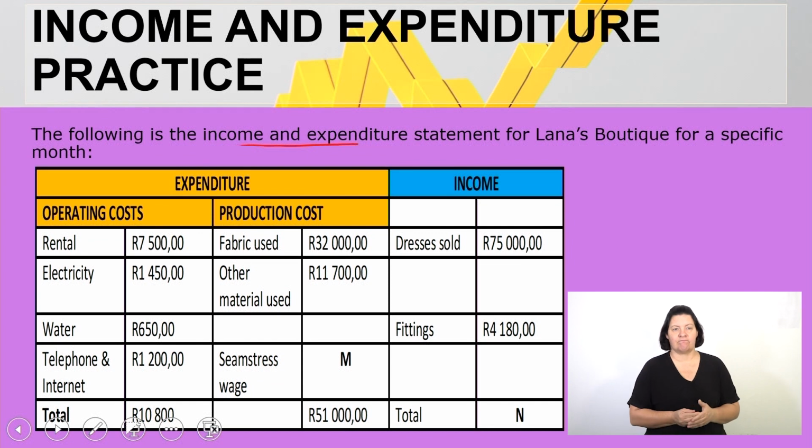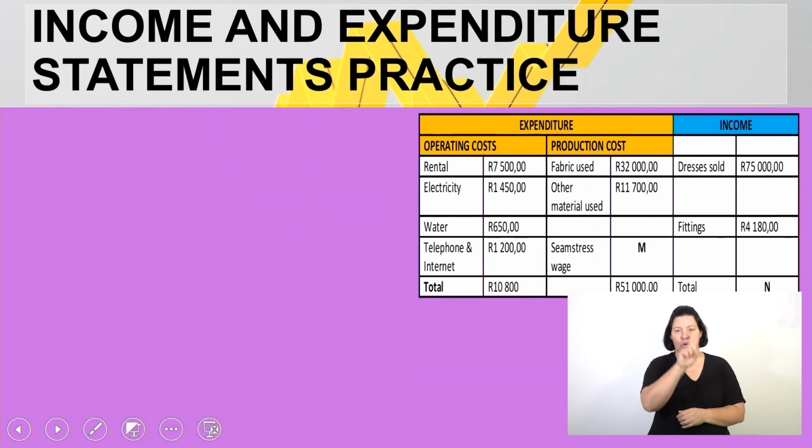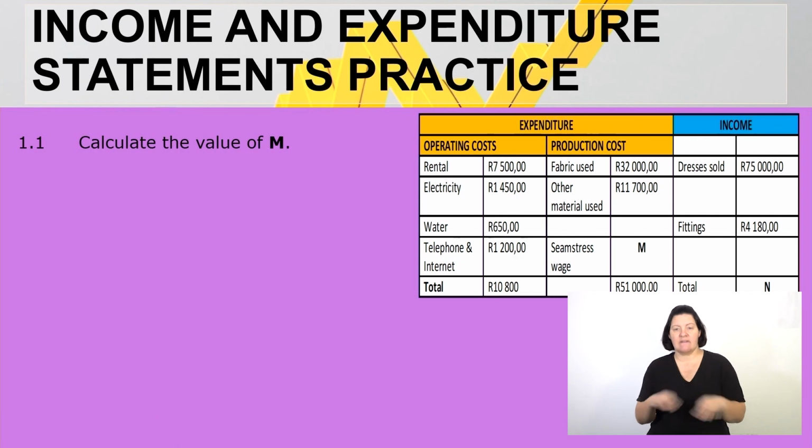Then we also have a few missing values, which is M and N that we need to calculate. All right, so let's look at question number 1. So 1.1, calculate the value of M. So here is M. Okay, so looking at M, I can see that the total is given for this specific production cost here, which is 51,000.